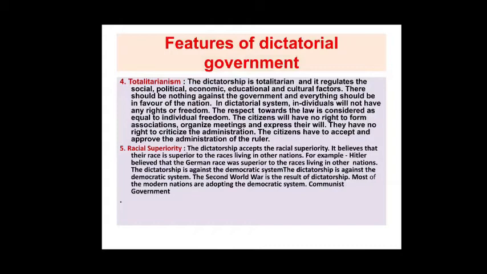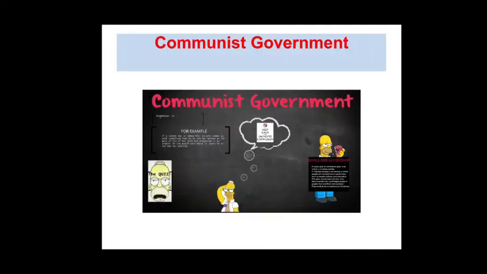So the last one, racial supremacy. It believes that one's own race is superior to the races living in other nations. For example, Hitler believed that the German race was superior. Already I told, race and religious aspects can kill 6 million people. German race superior to the races living in other nations.